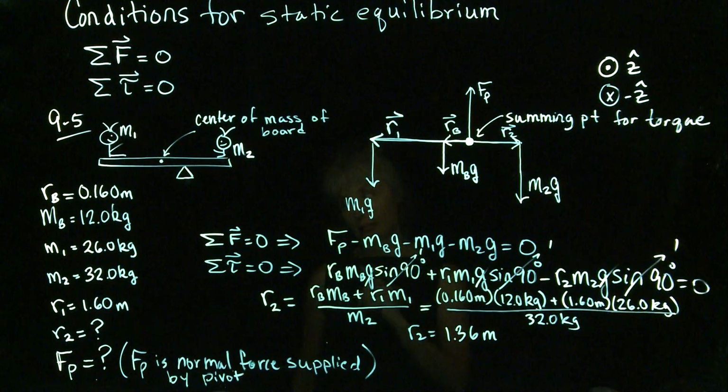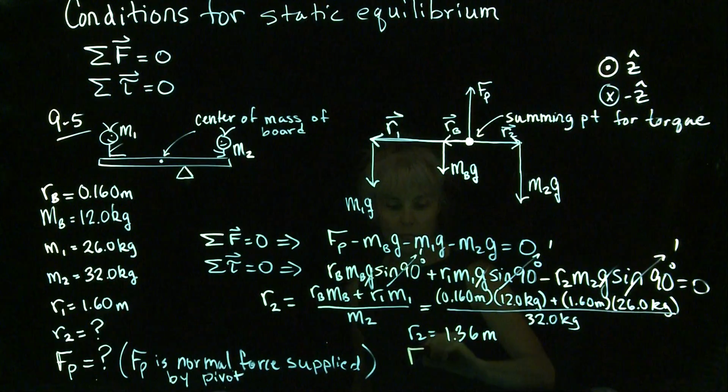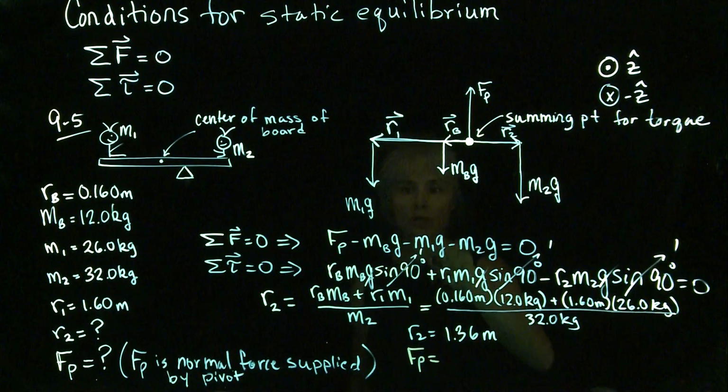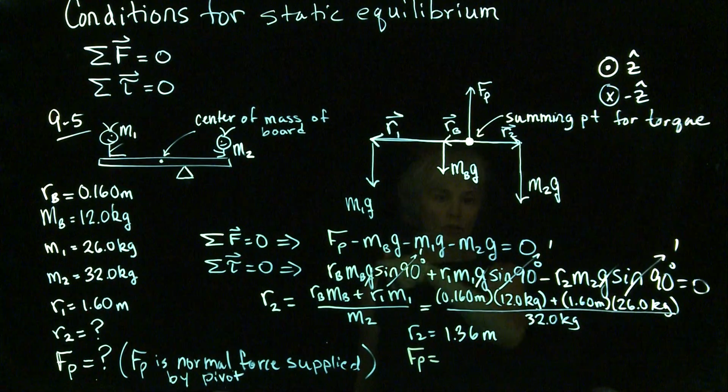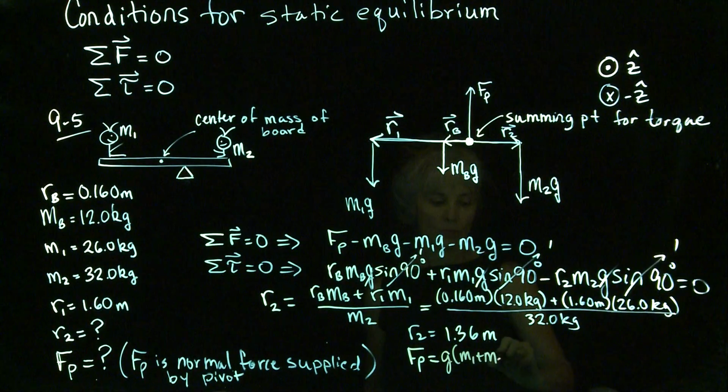Part B, again, it's not explicitly stated in 9.5, but it is in the example 9.1, so we're going to go ahead and calculate it. It's very simple. What is the force having to be supplied by the pivot point to ensure static equilibrium's first condition? So FP then must be equal to, notice that when I move these three terms to the other side, they'll all get positive signs and G will be in common. So I'm going to factor out the G and then I'll just have the M1 plus M2 plus MB.